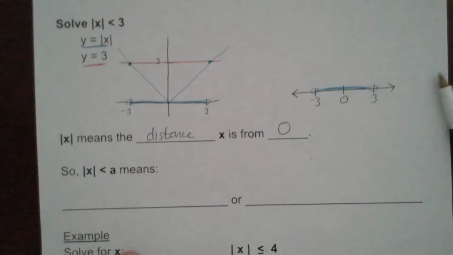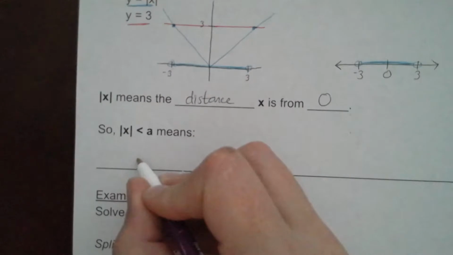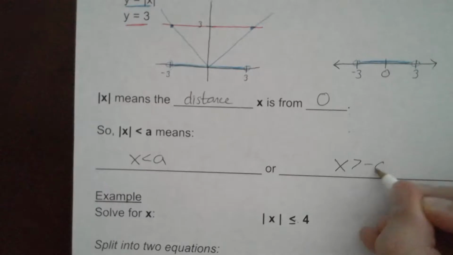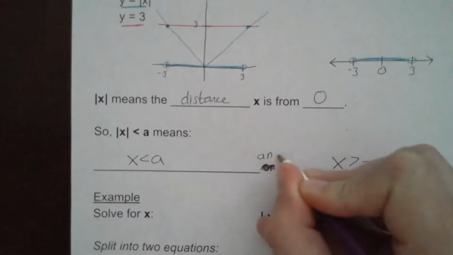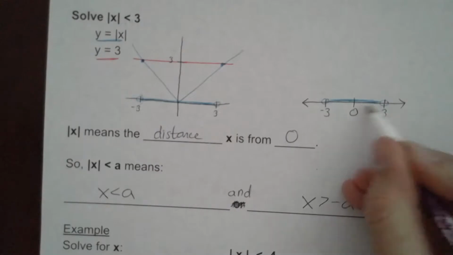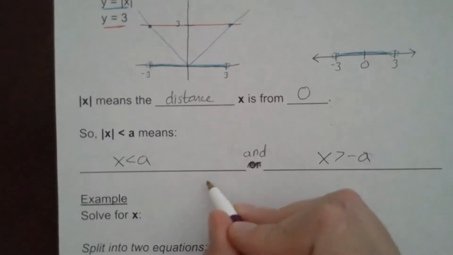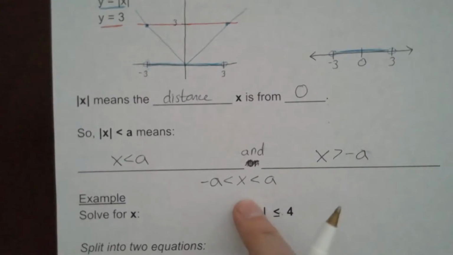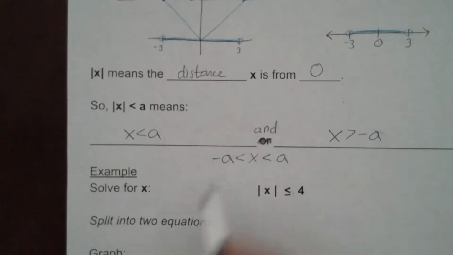That's the idea. So looking at this graph, we can tell absolute value of x is less than a means x is less than a, and x is greater than -a. And really this should say and, because it has to be less than a and greater than -a. So in this case it's less than 3 and greater than -3. It's everywhere in between. Another way we can write that is -a is less than x is less than a. So x is between -a and +a. A is just some number. We don't know what it is. Alright, but that's what it looks like.